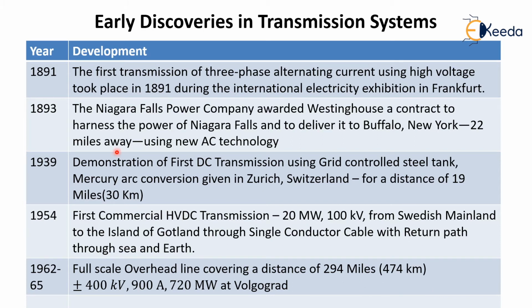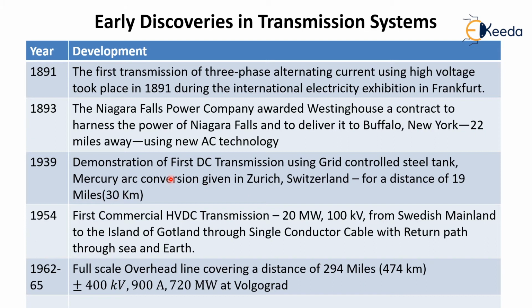In 1891, the first transmission of three-phase alternating current using high voltage took place during the International Electricity Exhibition in Frankfurt. In 1893, the Niagara Falls Power Company awarded Westinghouse a contract to harness the power from Niagara Falls and deliver it to Buffalo, New York, 22 miles away using a new AC technology. So all these developments are in terms of AC transmission. In 1939, the first DC transmission demonstration using grid-controlled steel tank mercury arc conversion was given in Switzerland for a distance of 30 km.